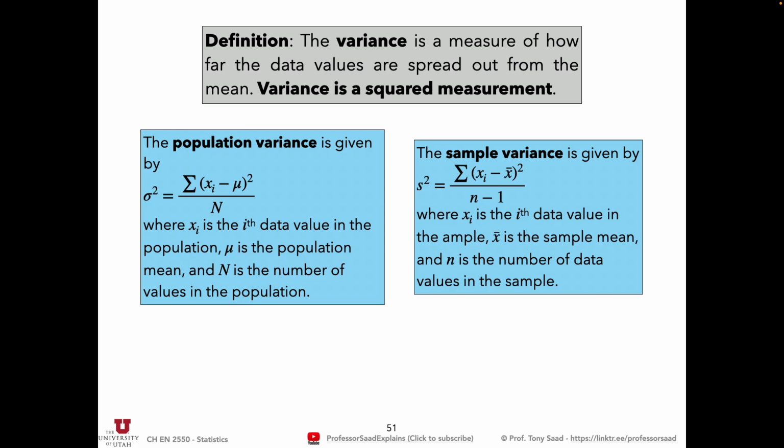When I'm not indicating subscript or superscript, this is summation over all the data points, going from 1 to capital N. Now notice the denominator for the population variance is n, not n minus 1. But the sample variance is the formula based on the sample mean, which is x bar, but the denominator is n minus 1. Okay?